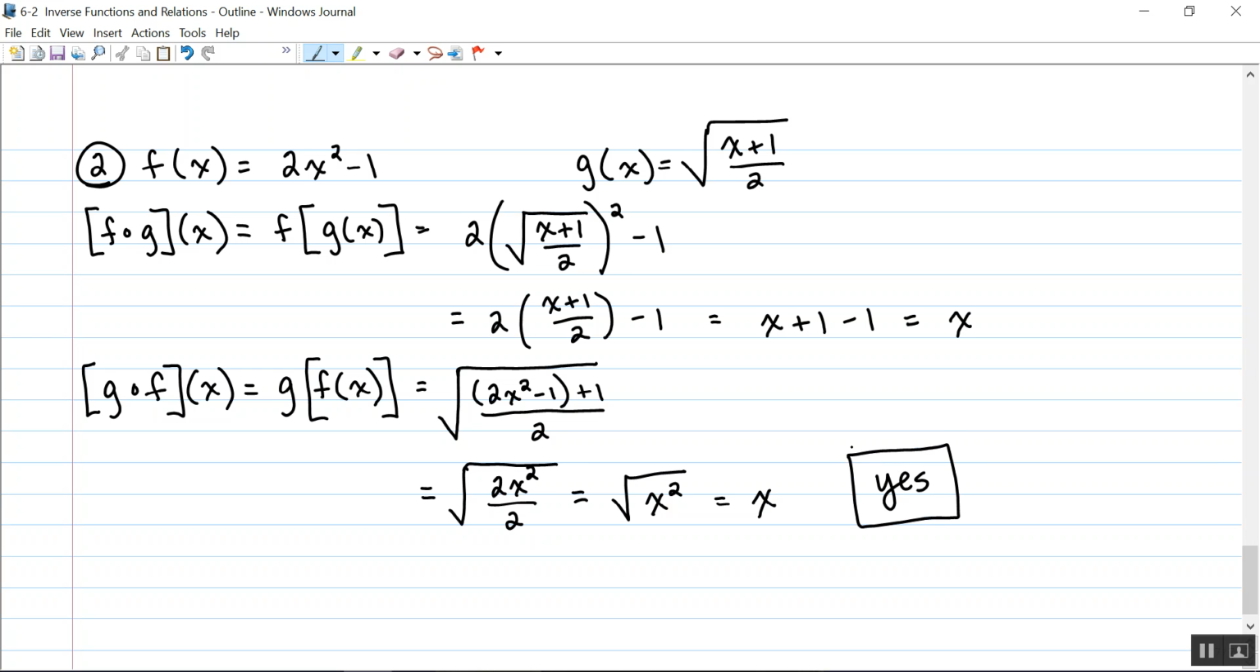So in this section we took a look at inverse functions and relations, how to graph them, and how to determine if two functions are inverses of each other.